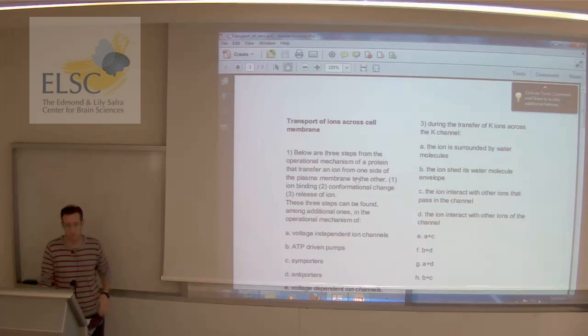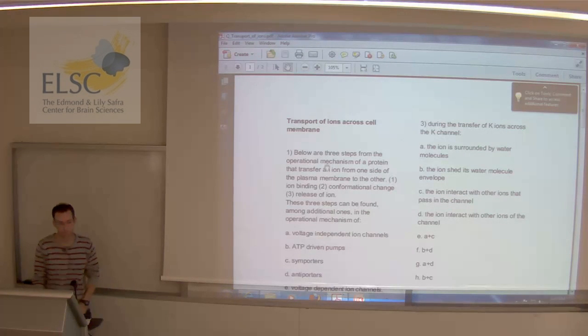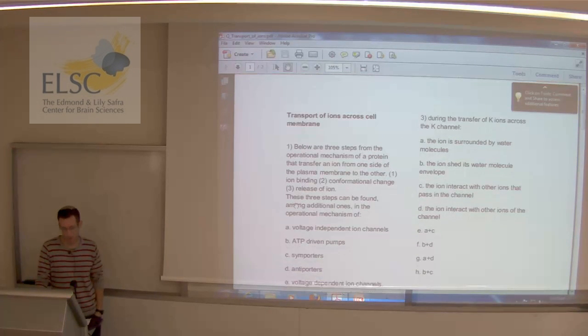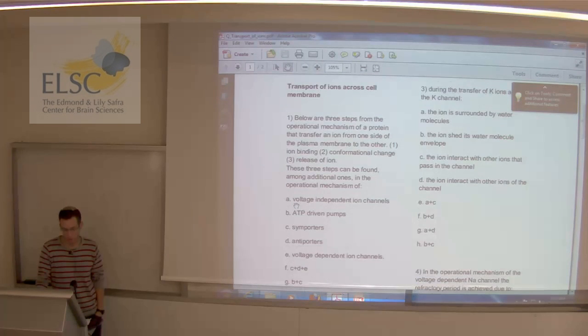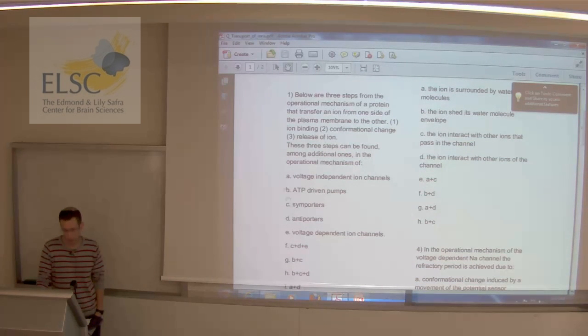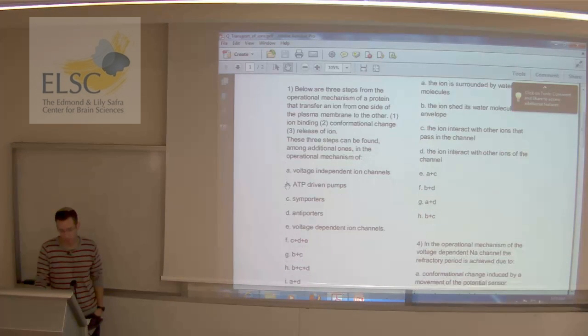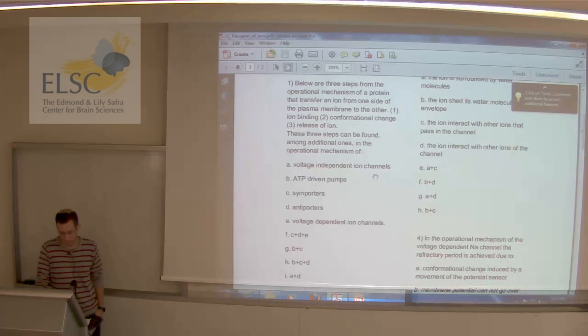Okay, so you have some principles or basic steps in the mechanism of some transport protein. So 1, ion binding. 2, conformational change. 3, release of ion. These 3 principles, to which transport protein do they hold? To which are they true? So they can be found among additional ones in the operational mechanisms of voltage-independent ion channels. So what do you think?